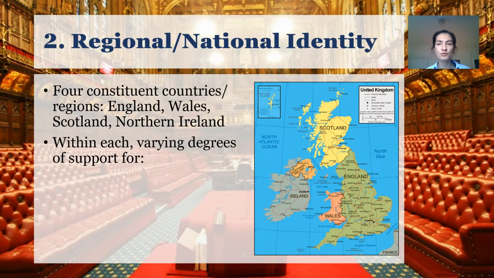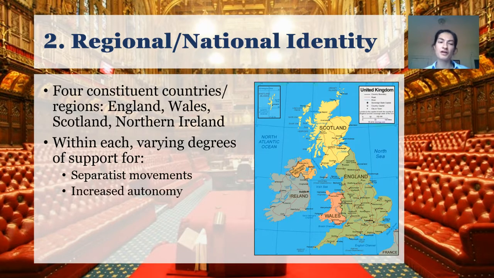But there are varying degrees of support for some separatist movements, so people calling for Scottish or Irish or Welsh total independence from the United Kingdom. And then there are movements that are calling for increased autonomy. So they don't necessarily want to carve out a separate identity as a sovereign state, but they do want more decisions politically to be made at a local level rather than at a UK-wide level by the Parliament in Westminster.